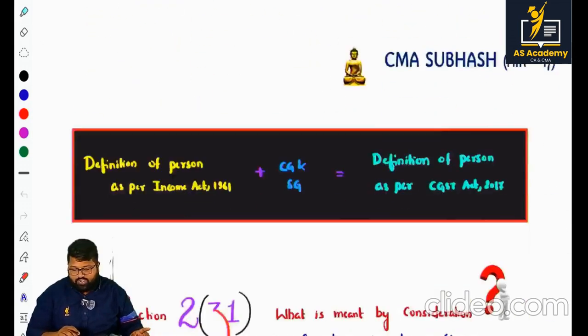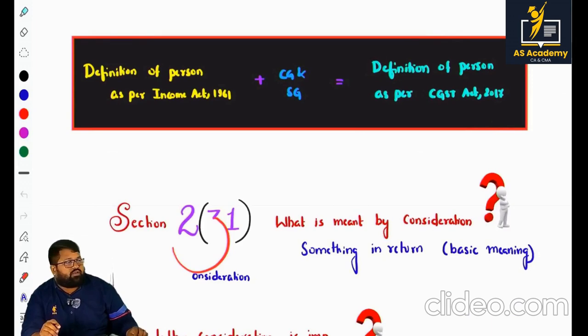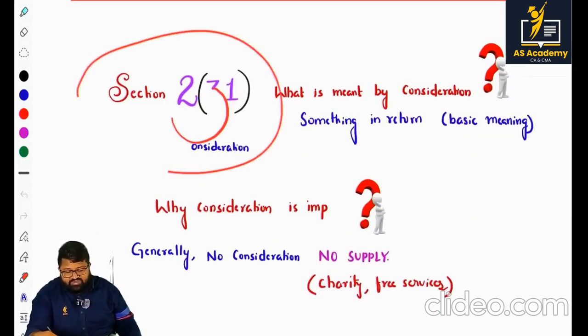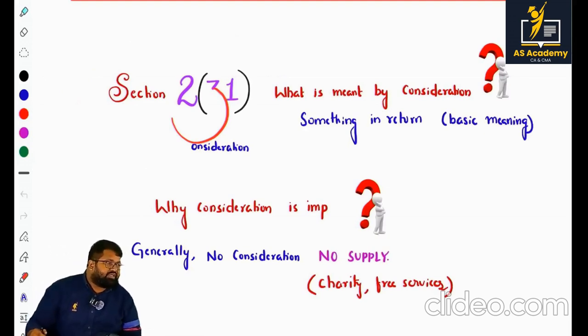284. Okay, so simple summary. What is that simple summary? As per the Income Tax Act, if you are adding CG and SG, you get the definition of person as per the CGST Act. Section 2(31) is giving information regarding consideration. Basically, what is meant by consideration? Something in return. In the case of the Indian Contract Act, what is the basic sentence there? Important sentence: no consideration, no contract. In this case also, no consideration, no supply.